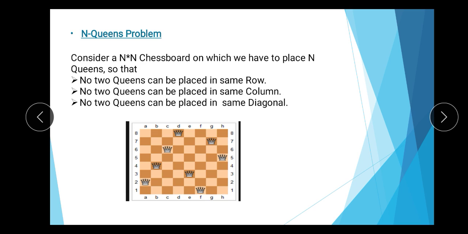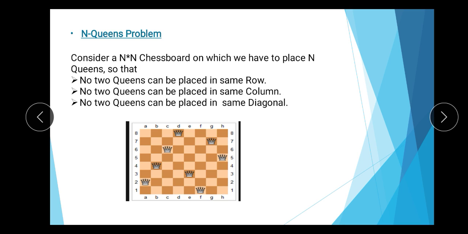The N Queen problem is solved by considering an n by n chessboard. That means for solving the N Queen problem, we have to consider an n by n chessboard on which we have to place the n queens. But while placing the queens, we have to take care that no two queens can be placed in the same row, no two queens can be placed in the same column, as well as no two queens can be placed in the same diagonal.